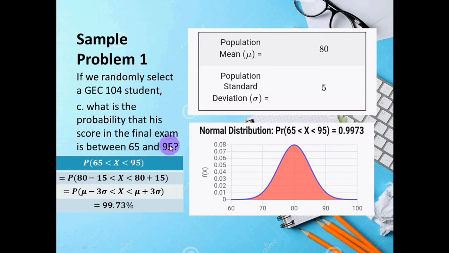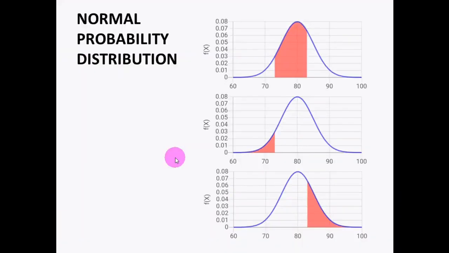Now, the focus of this video lecture is on computing probabilities where the concerned values, for example, these values here, are not exactly 1, 2, or 3 standard deviations away from the mean. For those cases, we cannot use the empirical rule, so that's why we have this video lecture discussing cases like this. For example, what is the probability that the score falls between 73 and 83, or what if we are asked to compute the probability that the score falls below 73, or what about the probability that the score is 83 or above.